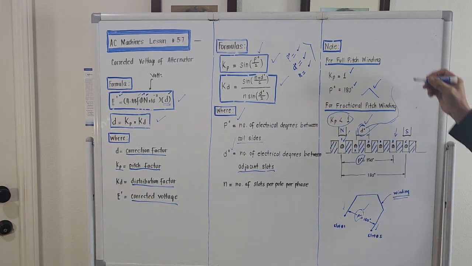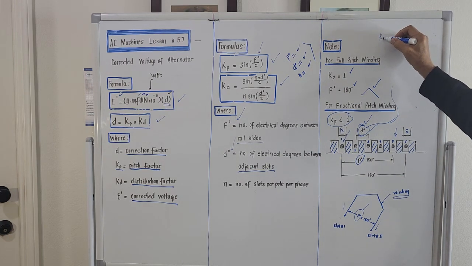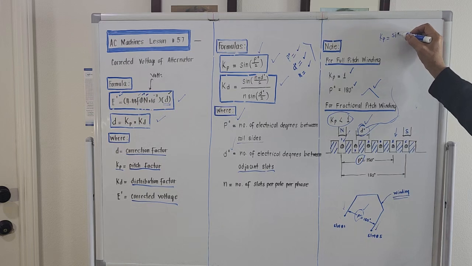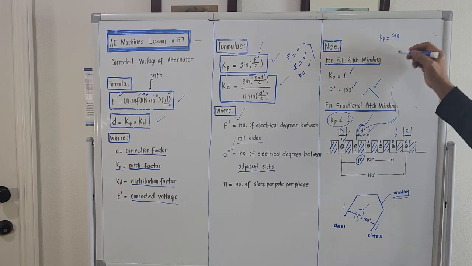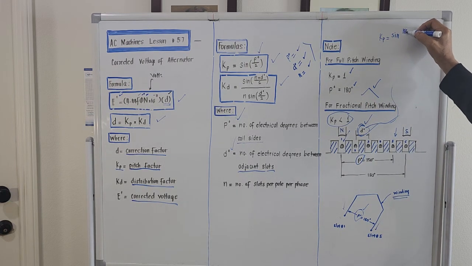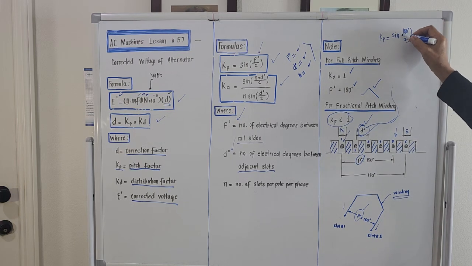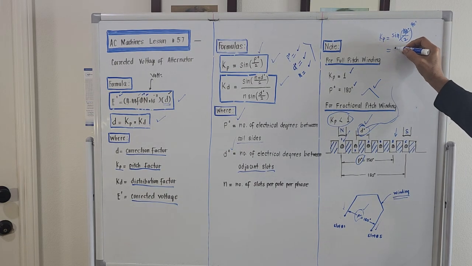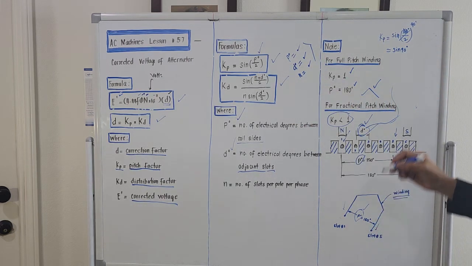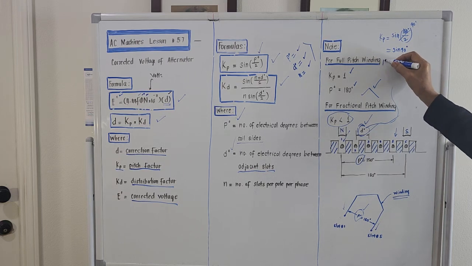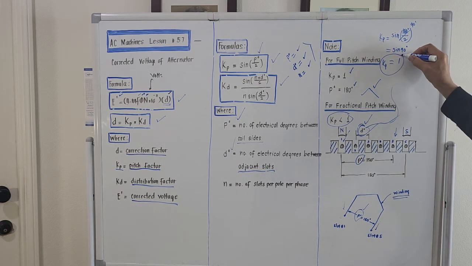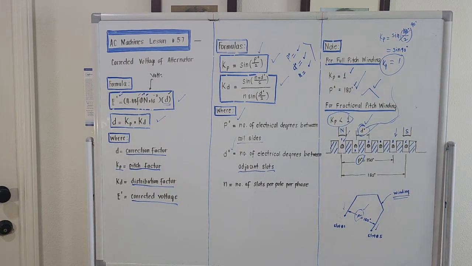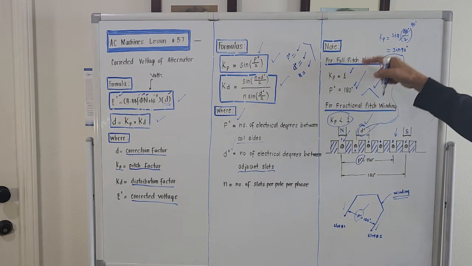What's the formula for K sub P? K sub P is equal to sine of P degree over 2. If P degree is exactly 180, 180 divided by 2 is 90 degrees, right? And if we take the sine of 90 degrees, this is now trigonometry. Sine of 90 degrees is equal to 1. K sub P is equal to 1 if P degree is 180 degrees. That's why I place it here for pole pitch winding.